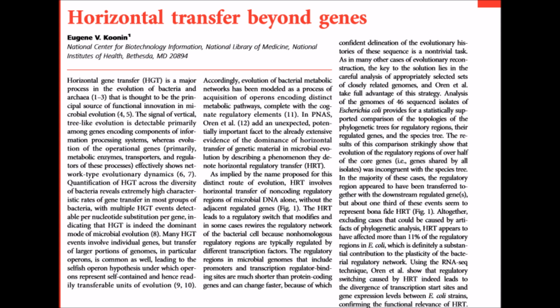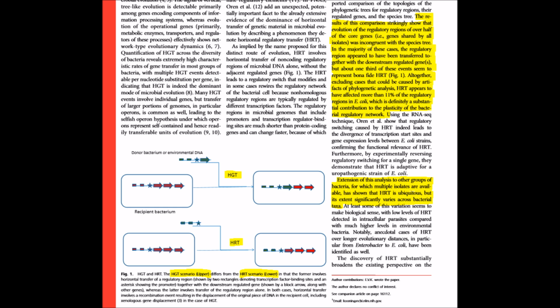Unfortunately, what Rational Mind failed to take notice of was that horizontal gene transfer can also transfer genes involved in regulatory controls. In one paper titled "Horizontal Gene Transfer Beyond Genes," Eugene Koonin described what is known as horizontal regulatory transfer. It is where the non-coding regulatory regions of DNA undergo lateral gene transfer. Its purpose is to modify regulatory switches and even rewire the overall regulatory system of a given biological organism. A genome analysis of 46 sequenced isolates of E. coli reveals that the majority of regulatory regions were the result of horizontal gene transfer transporting the regions along with their downstream regulated gene.